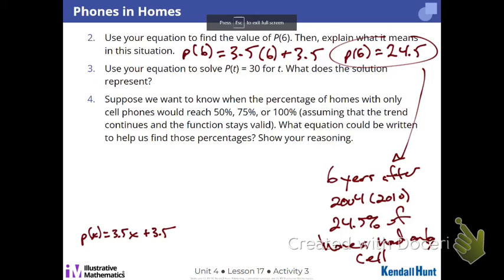Now, if we have P of t equals 30, what does that mean in context? P of t equals 30. Kai, what does that mean in context? 30 years after? Okay, so up here, 6 was our years, input 6 years. This one is saying 30. So really what it's saying is after how many years will we be at 30%, right? Yeah. So I can put 30 in for P of t.